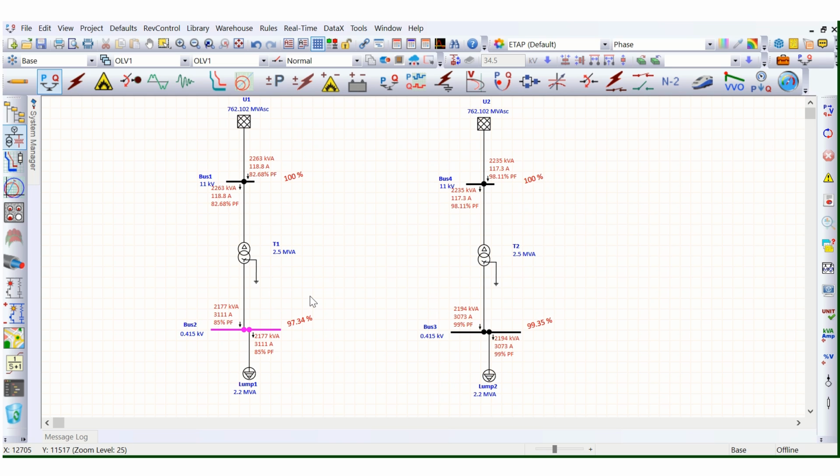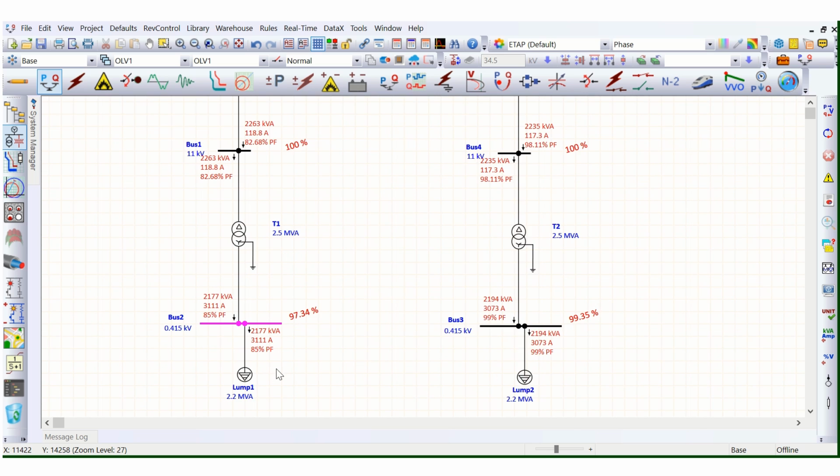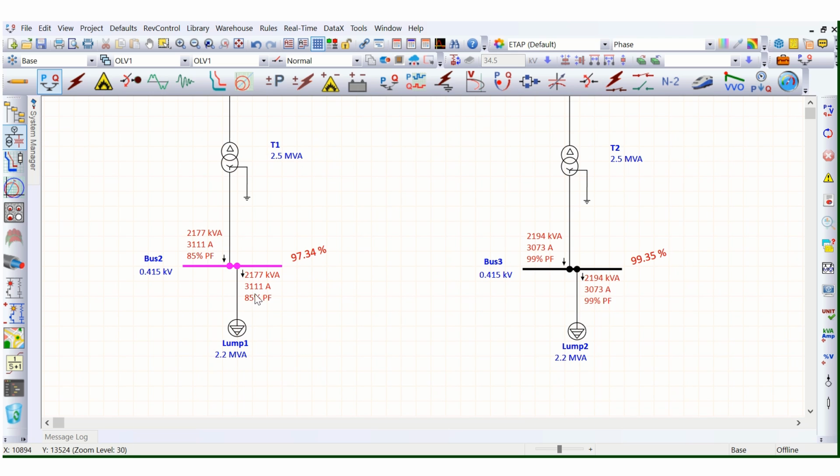Okay, so as you can see, because of the change in power factor in the load, here the bus voltage is 97.34%. Here for 99% power factor, the bus voltage is 99.35%. The power here is 2177 kVA, here it is drawing 2194. Current is 3111 amperes, 3073 amps, and here 85% power factor, here power factor is 99%.